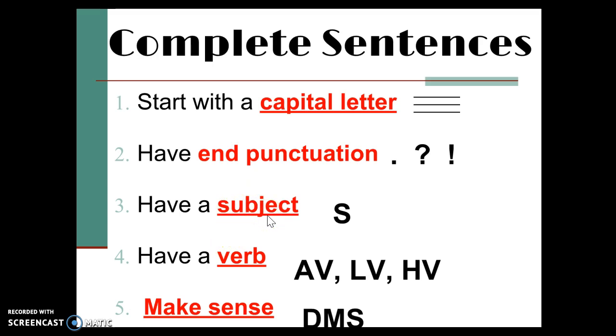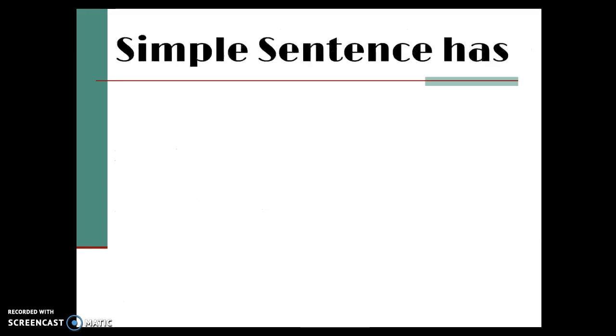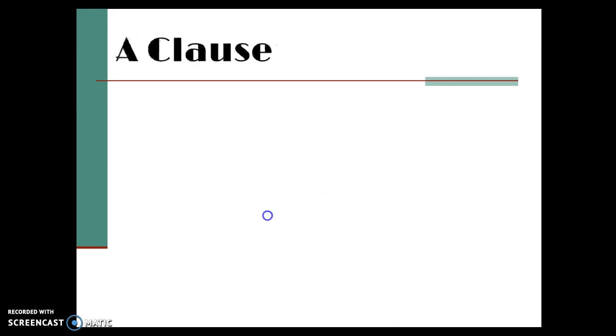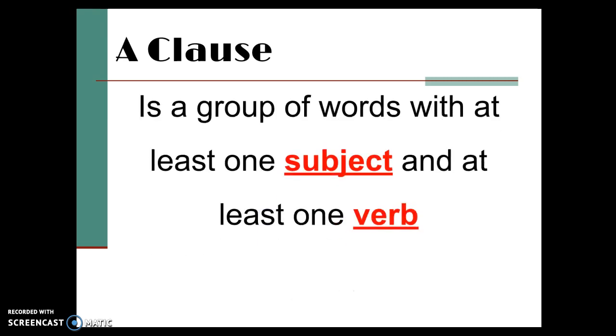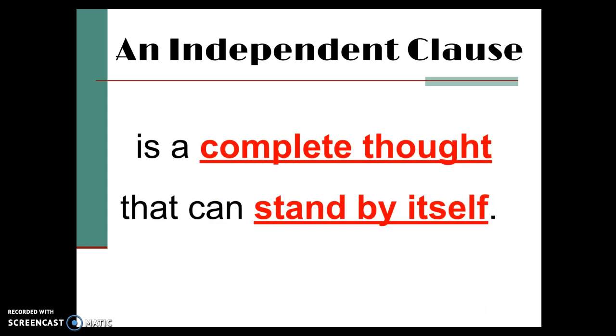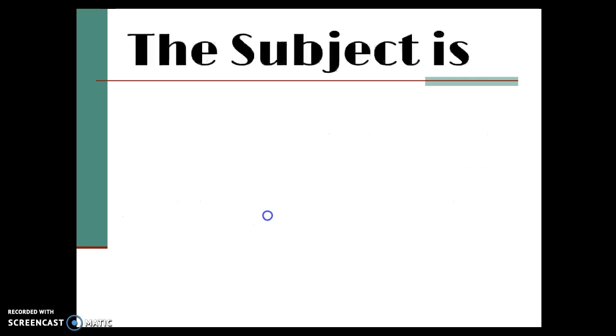We're going to get more into the writing of sentences. We've been really focused on identifying them, but we're really going to get into writing soon. A simple sentence has only one independent clause. To understand that, we have to know, well, what is a clause? A clause is a group of words with at least one subject and at least one verb. An independent clause, then, is a complete thought that can stand by itself. It has at least one subject, at least one verb, and it expresses a complete thought all by itself.